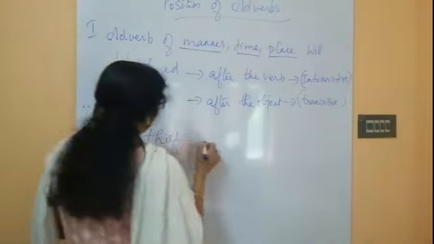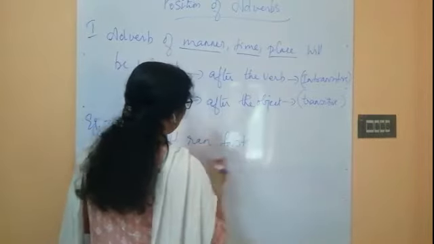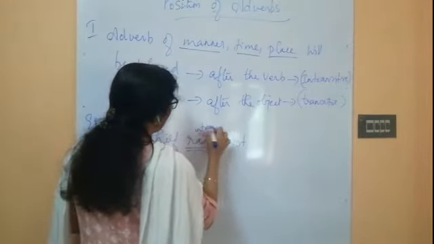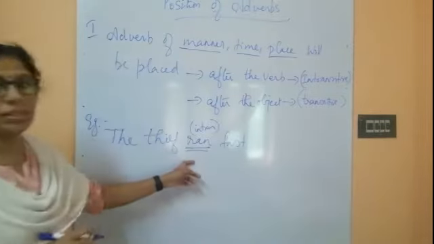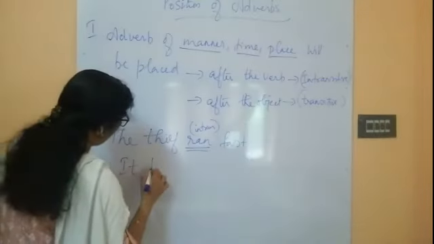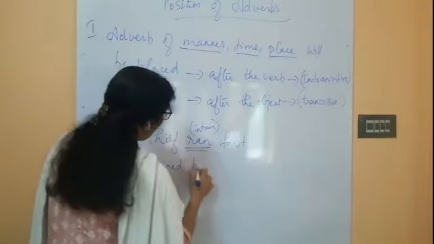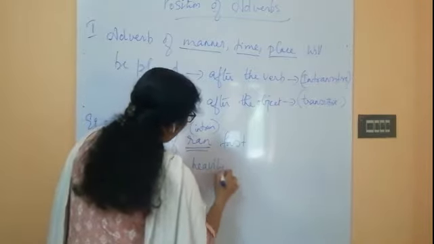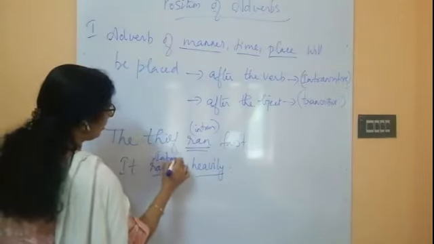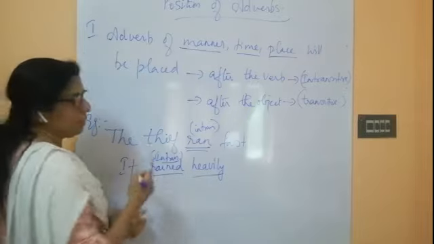Example: the thief ran fast. Okay, so here we know that this verb is intransitive. Next one, it rained heavily. Same way, rain is intransitive. That is why the adverb is placed soon after the verb.